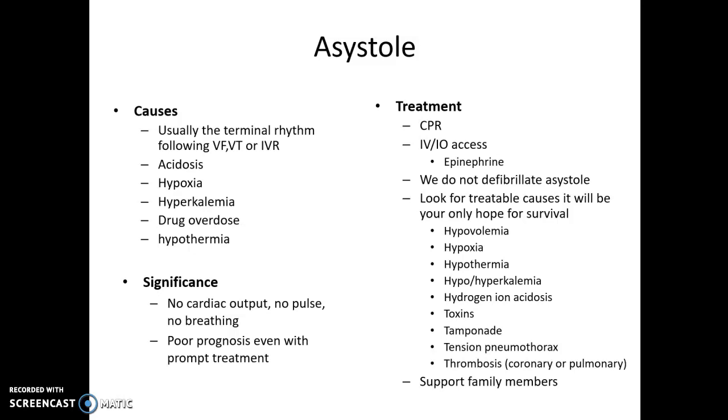The other thing we want to think about is support for our family members. This has a very poor prognosis, and family members need to know what's going on. And it's actually recommended that you allow the family to be in on a code if that is a possibility. Because they see everything that we're doing, they see what's going on, and they know that we've tried everything and that everything possible has been attempted.